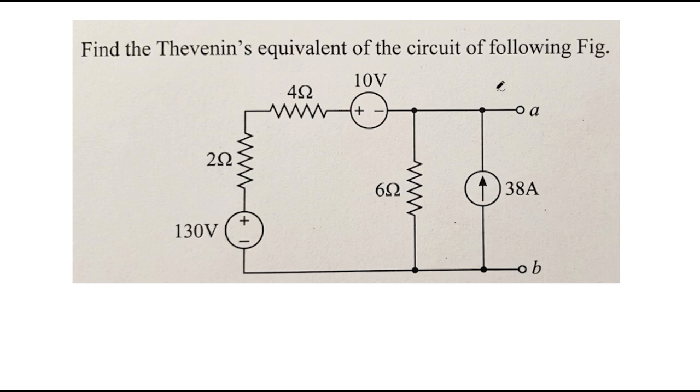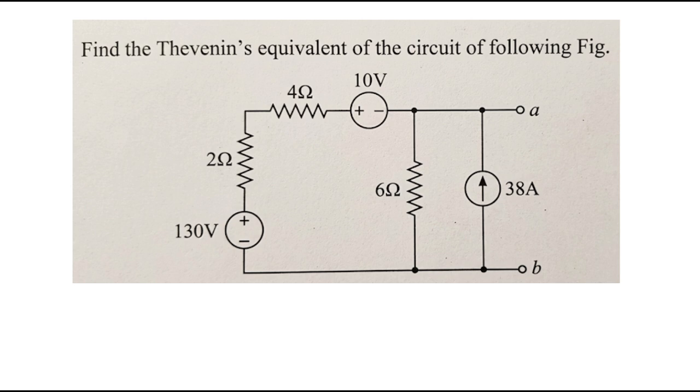To find the Thevenin equivalent, we have to find the Thevenin resistance and the Thevenin voltage. First we will find the Thevenin resistance. To determine it, we will make the voltage sources and the current source ineffective. To make them ineffective, we short circuit the voltage sources and open circuit the current sources.